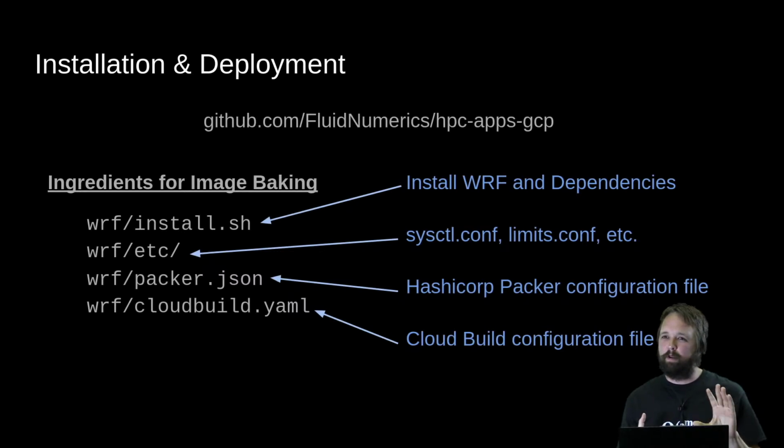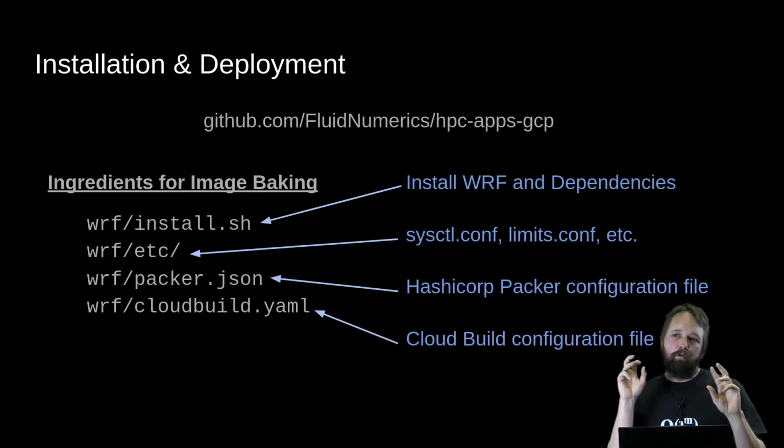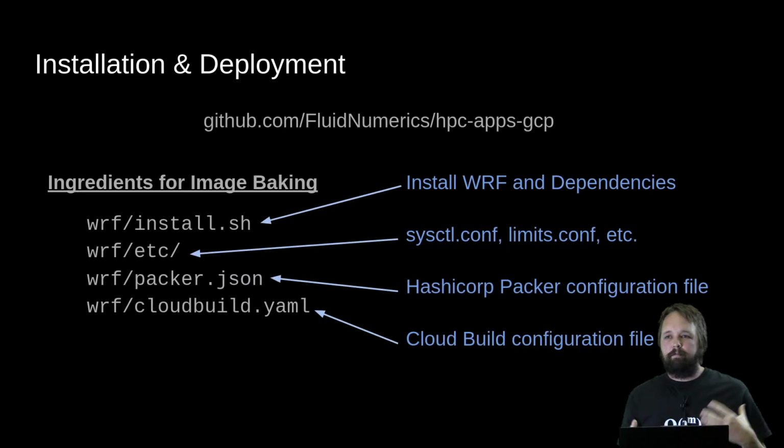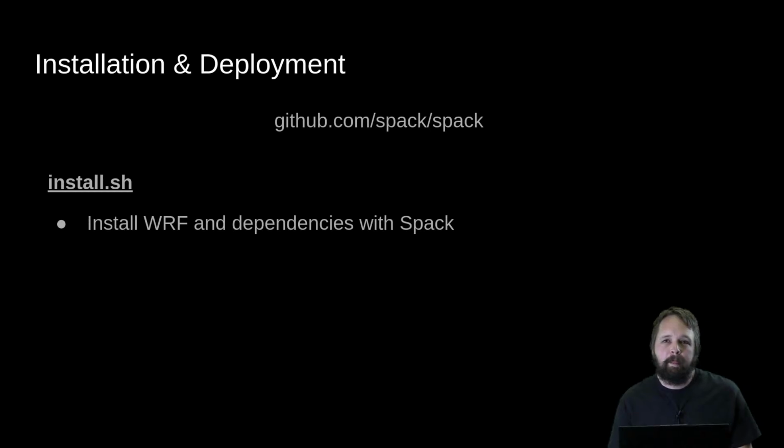I think in this case we only build on tags to that repository that have the word WRF in them. But really all it does is provide those instructions to execute Packer every time we push a WRF tag to the HPC apps GCP repository. I do want to briefly touch on that install.sh script, because there's a lot of ways you can install WRF and all of its dependencies.